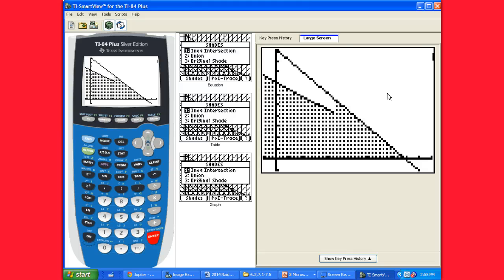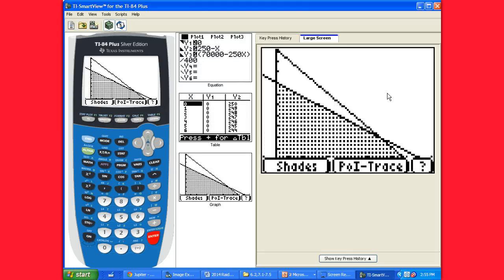I know, right? I'm a math geek, I know, but that is so cool. All right, so what I'm left with is my bounded region of feasible solutions.